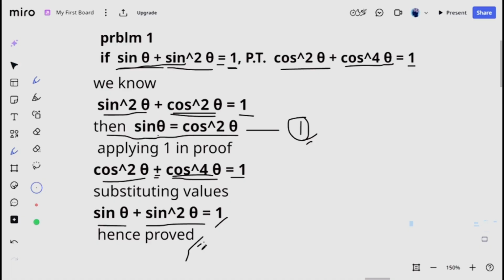Hence proved. Now let's go to our second problem. If you want to write this solution and the question down, you can pause the video right here and note it down.